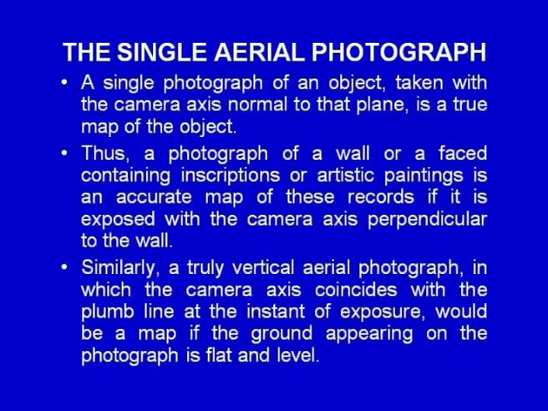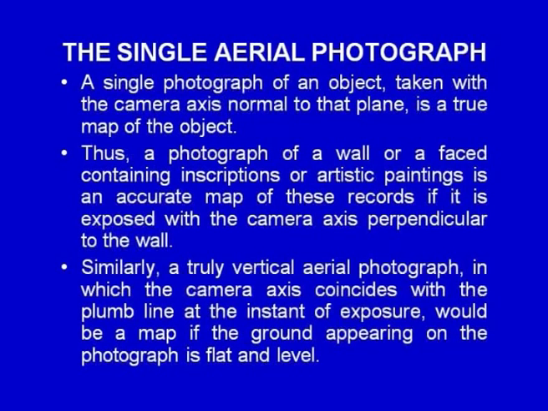Having looked at the layout of the photographs along the flight line and across the flight line, now let us look at the geometry of a single aerial photograph. A single photograph of an object taken with the camera axis normal to that plane is a true map of the object. Thus, a photograph of a wall or a face containing inscriptions or artistic paintings is an accurate map of these records if it is exposed with the camera axis perpendicular to the wall.